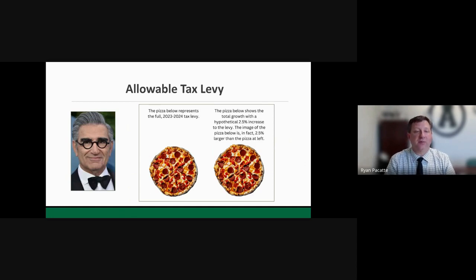So you can see from this example, this is a fictional example, there's this pizza pie on the left-hand side with a levy of about 2.5%. That means the total pizza pie can only get about 2.5% bigger. And you can't detect it here, but the pie on the right is actually 2.5% bigger. But it's in reference to all of the total monies that are collected through taxes.